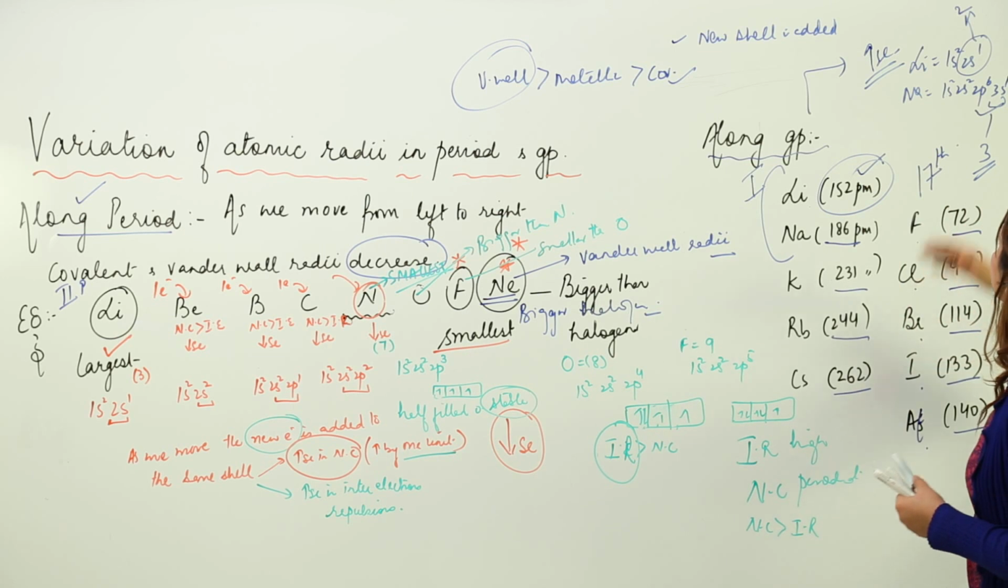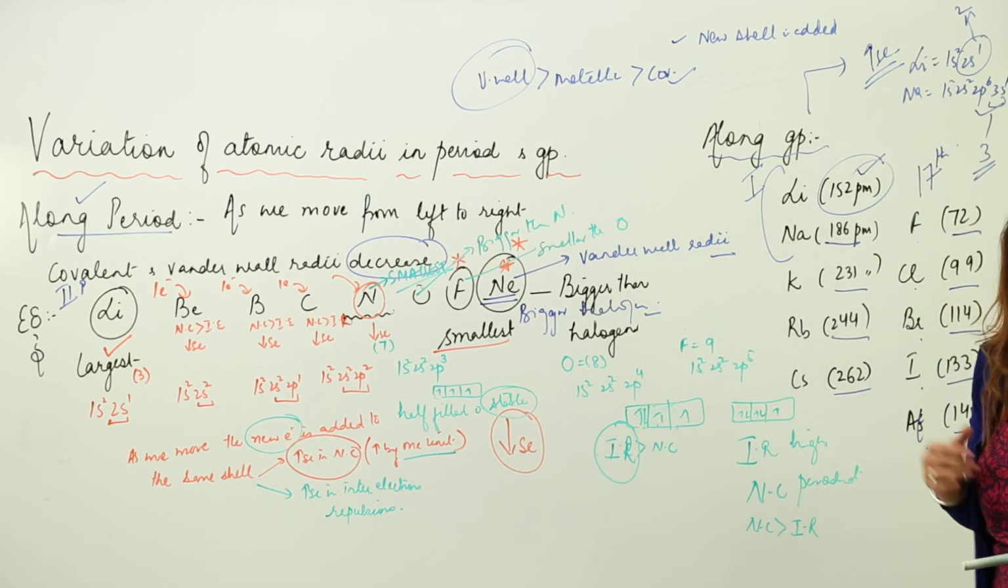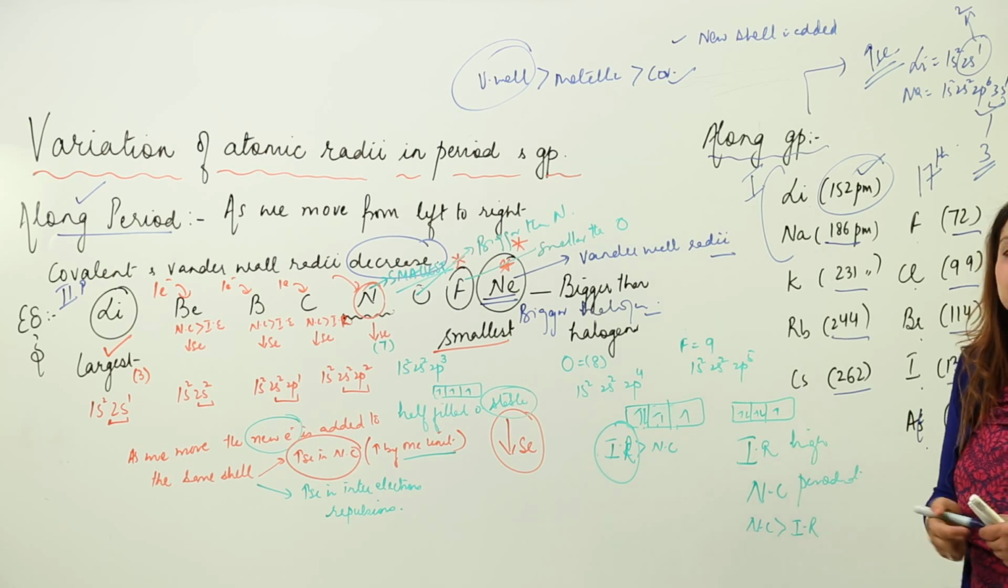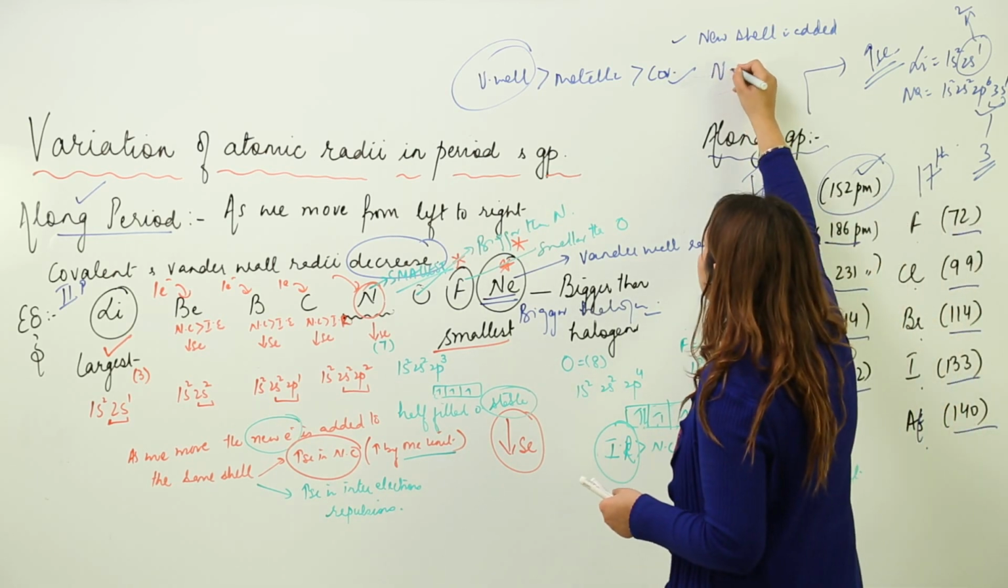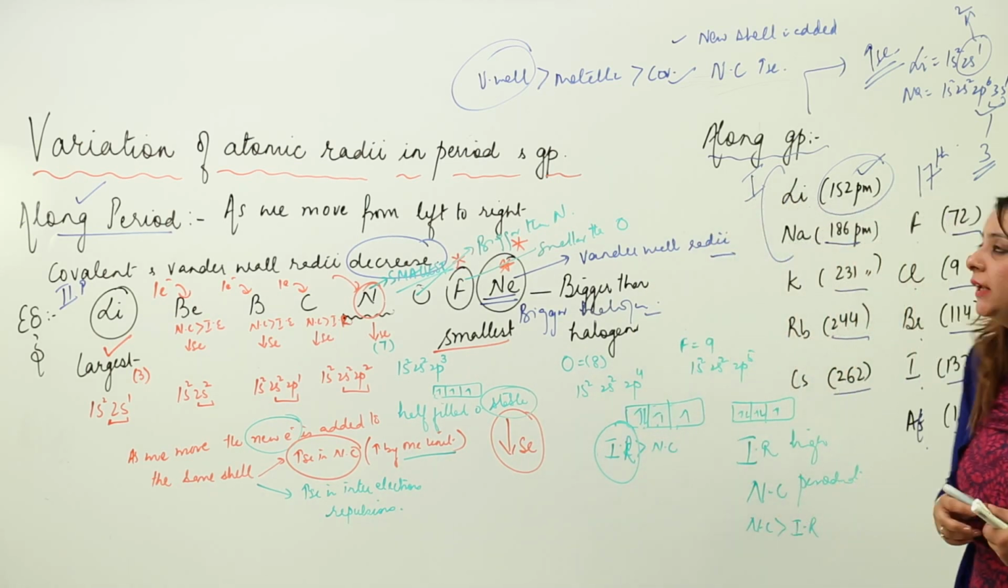But you can see that when we are moving down, the number of electrons is also increasing, and we know that whenever the number of electrons increases, the nuclear charge also increases.